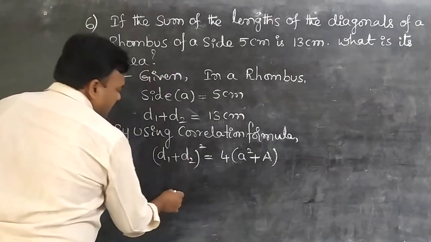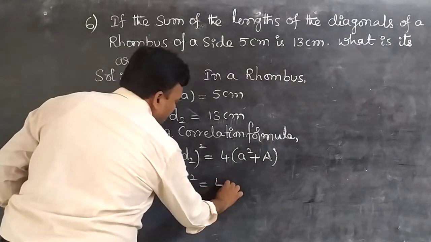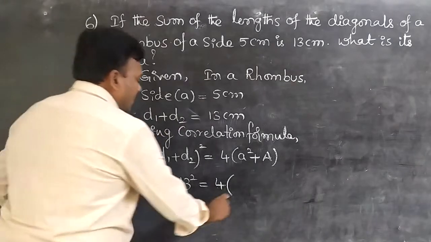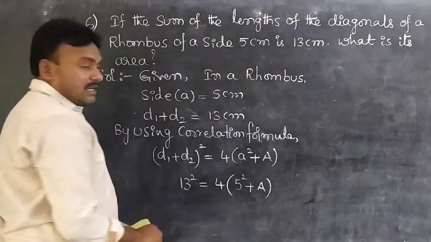Substitute the values in that formula. So 13 square equals 4 times (side square plus a). How much is the side value? 5. So here 5 square plus a.